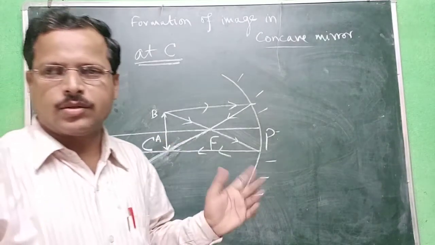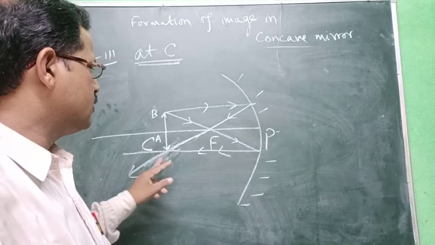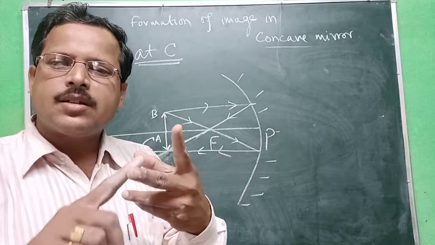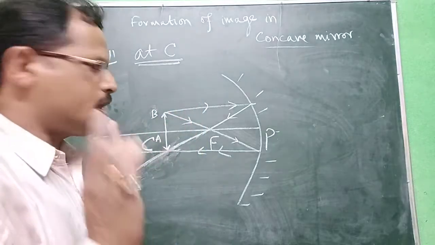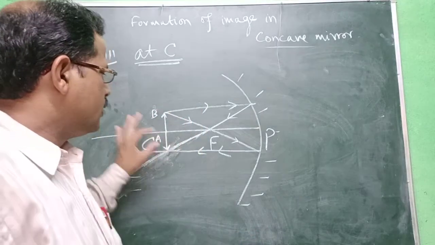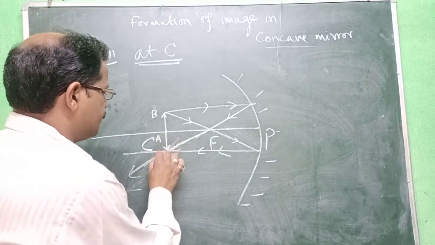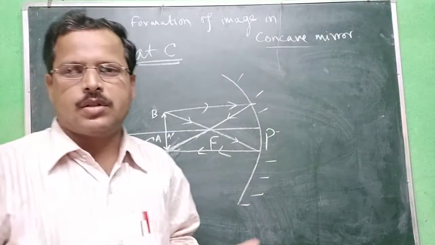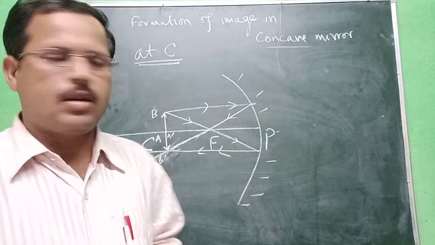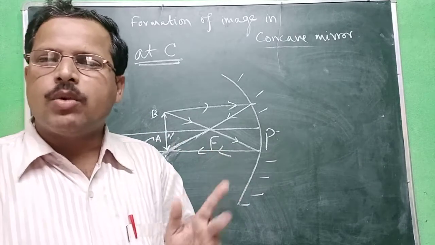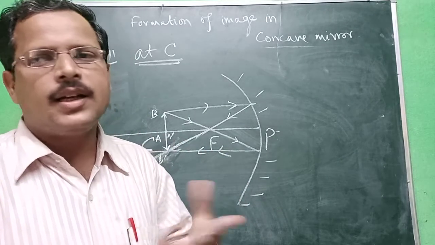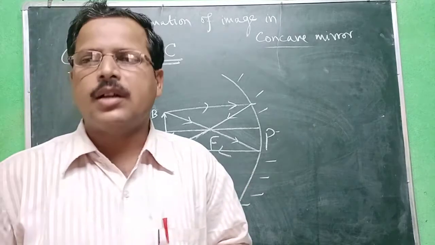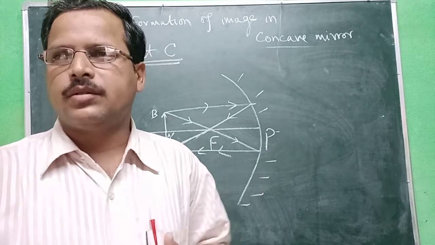Okay. Look. How is the image? Three points: position, nature and size. First, position. The image is produced on the same position, on the center of curvature. Okay. And what is the nature of the image? Real and inverted. All images produced by the concave mirror are real and inverted.